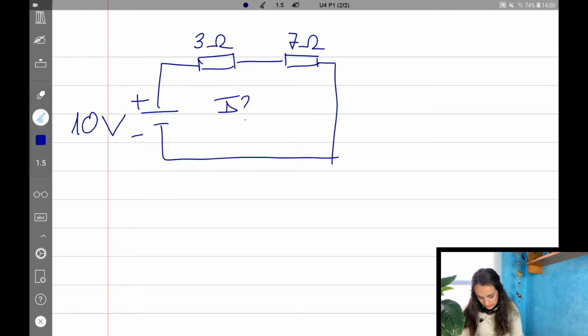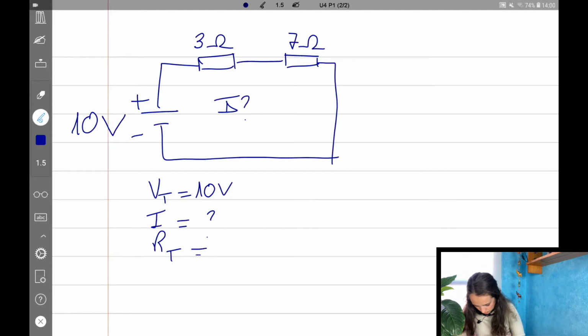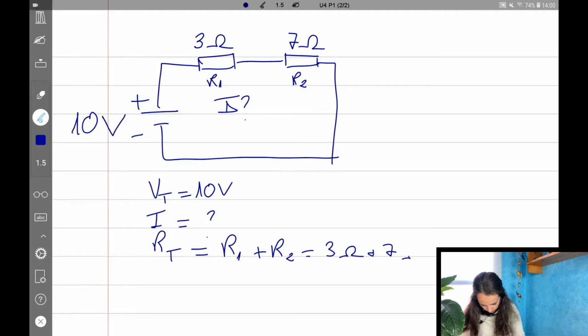So to calculate intensity, first we have to add all the resistances. The total voltage, we already know, is 10 volts. Intensity is not total intensity because it's always the same, and it is the thing that we have to calculate. And total resistance we are going to calculate right now. Let's say this is resistor 1 and this is resistor 2. Resistance 1 plus resistance 2 is 3 ohms plus 7 ohms, which is 10 ohms.